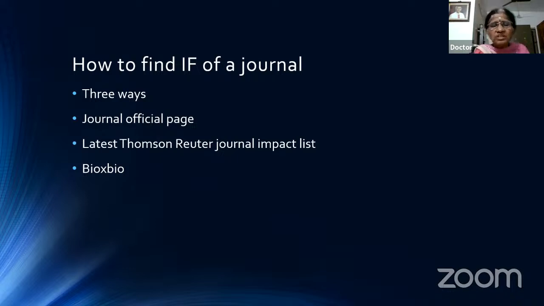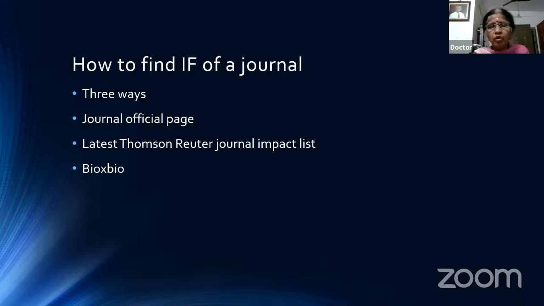One is you can go to the journal's official page. The next one is to find the latest Thomson-Reuters journal impact list. He is the person who started this impact factor. And the third one is a website known as Bioxbio. All this is important because it's very useful for anybody trying to find out, because not all journals will tell you what the impact factor for that particular journal is. And it's very important that you publish only in an indexed journal which has a high impact. So that is very important. So you must find this out. So there are 3 ways.